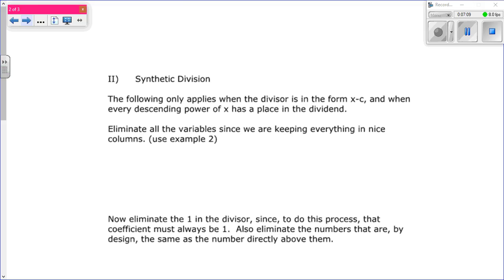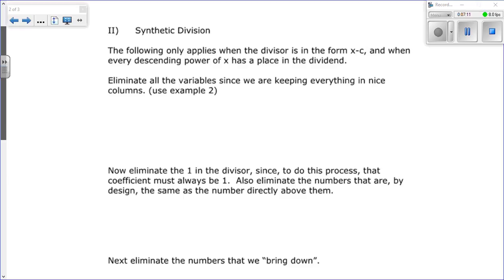All right, so synthetic division. The following only applies when the divisor is in the form x minus c, where c is some constant. You cannot have a coefficient in front of x, and it has to be a first power. So it has to be a linear term with no number in front of the x. If it does, then you have to find a different process. So synthetic division, where it can be helpful, also has its limitations.